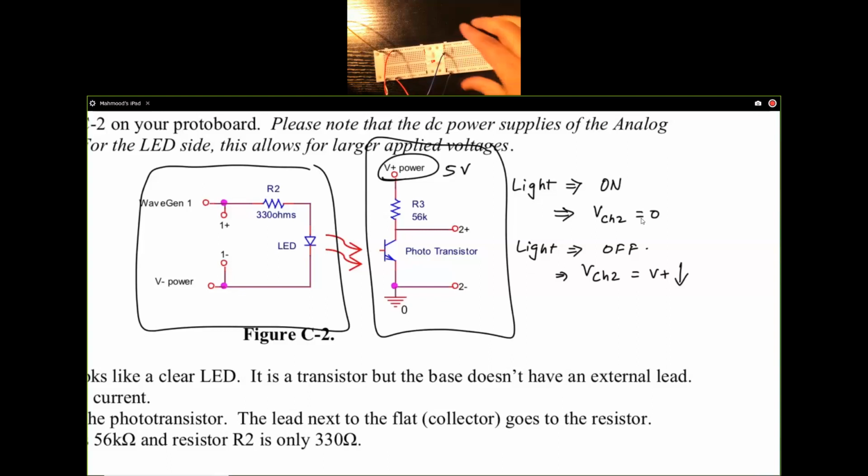So I'm going to disconnect the boards again. Okay, that's pretty good. And then place my phototransistor right here.